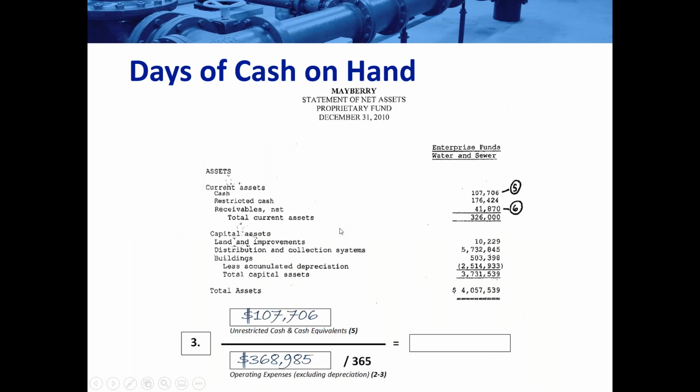And the last mention, I'm showing you here how to calculate it. The unrestricted cash shows up in the statement of net assets as a current asset. It's usually a line item that talks about cash. So you show how much cash you have, divided by the average daily operating expenses excluding depreciation. And for Mayberry, it's 107 days. So they can operate with no revenues coming in. They continue to pay on average about 107 days before their cash runs out.